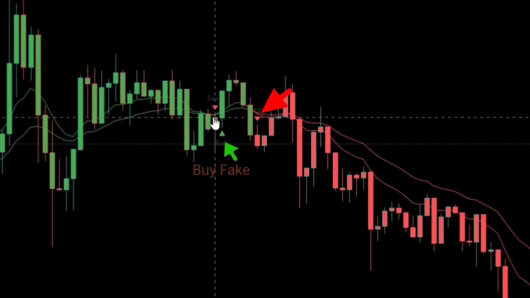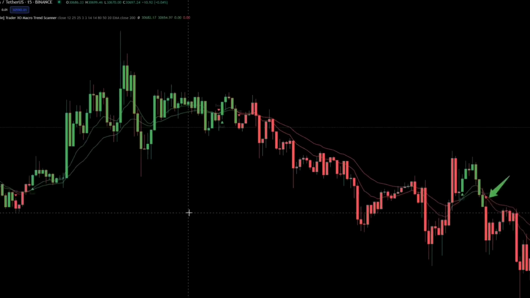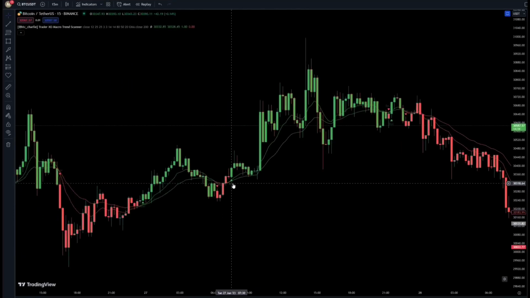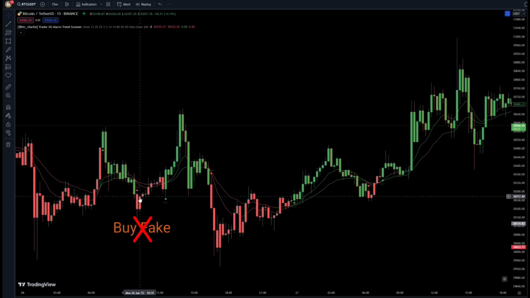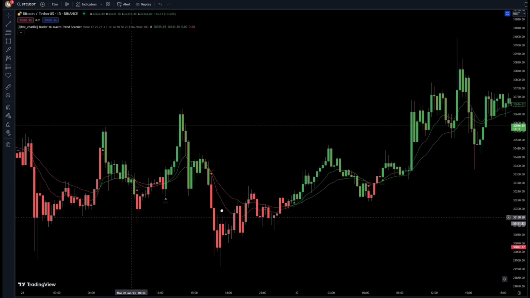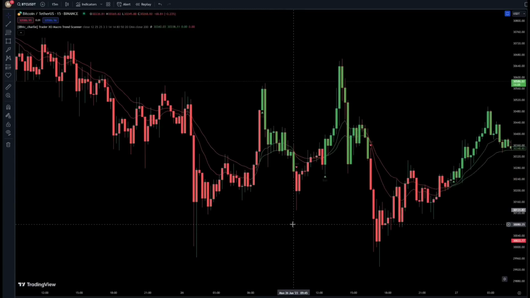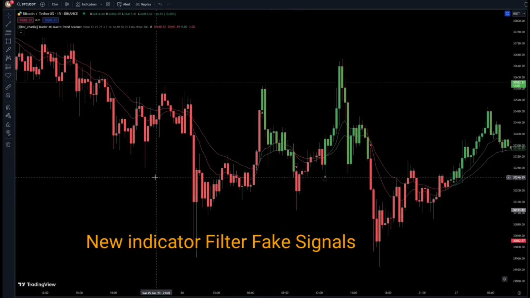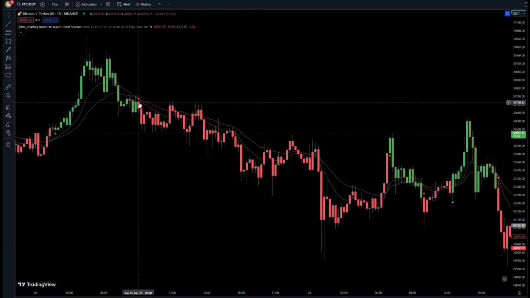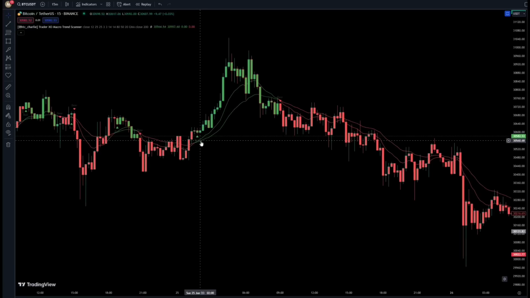At this position, we got both buy and sell signals. The sell signal is correct, but the buy signal is fake. There are more signals. Buy signal here, buy here, sell here, which is fake. As you can see, this indicator sometimes shows fake signals, but I'm going to filter out these fake signals by adding the new indicator. There's another sell signal here, and another buy down here.